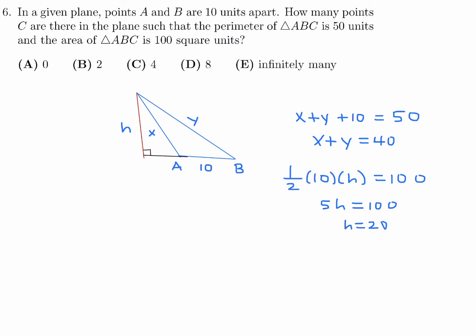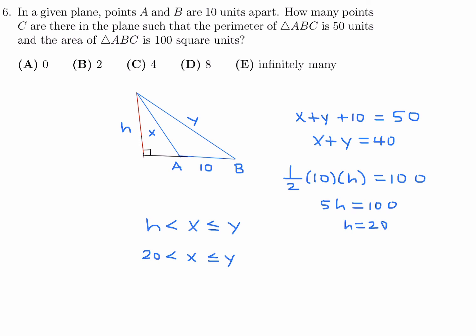All right. So now let's talk about this. The height is 20. Based on this diagram, you can clearly see that x, which is this distance, has to be greater than h, right? Because h is one of the sides and x is the hypotenuse. So x has to be greater than h. And then y, in comparison to x, could be greater than x, or it could be equal. If it's equal, it would be an isosceles triangle. So that means that 20 is less than x, and y is greater than or equal to x.